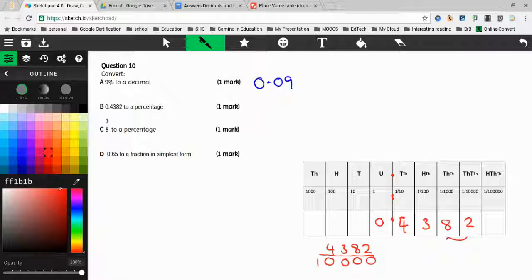Now, to make that a percentage, because we know it needs to be out of 100, we need to jump back 2 places. So jumping back 2 places, we jump the decimal point back 2 places, and that leaves us with a percentage of 43.82%. And this is one situation where we can mix our decimals and our percentages.